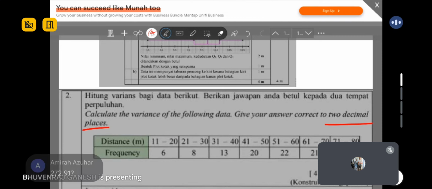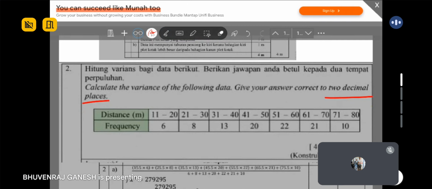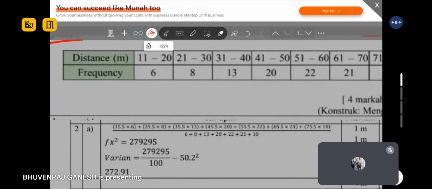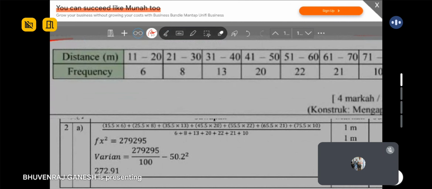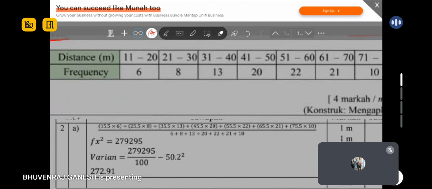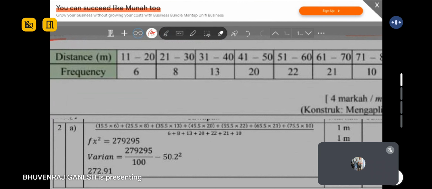Very good. Okay, guys, your final answer should get 272.91. Okay, itu adalah nilai variance. Boleh, guys? Can you all understand? So this is the working step. Okay, so always first step, remember find the midpoint. Cari titik tengah. Okay, then guna rumus. Sum of fx over sum of f, to find the mean. Okay, then after you find the mean, find the variance.